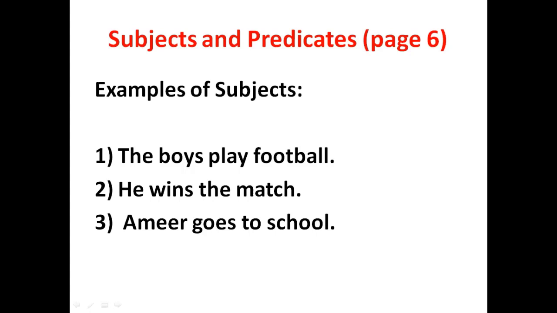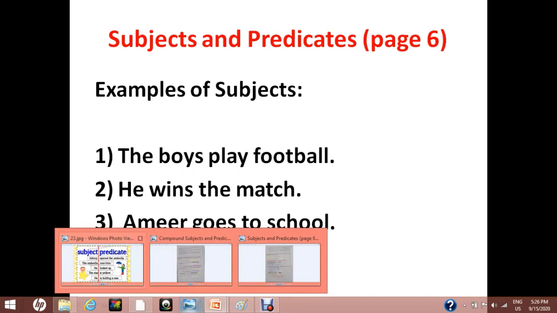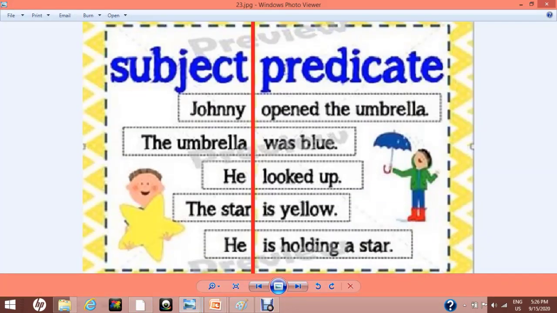What about predicates? Predicates always include verb and object. I will show you a picture. Subject and predicate are the two main ingredients or organs of one sentence. Johnny opened the umbrella. Johnny is the subject. Opened the umbrella will be called the predicate because opened is a verb and umbrella is the object here.